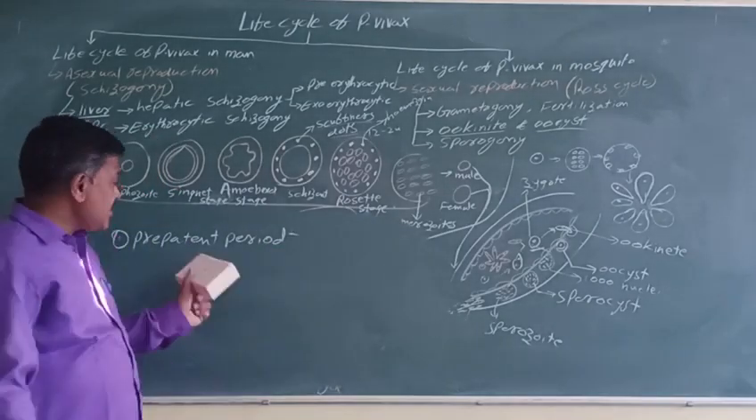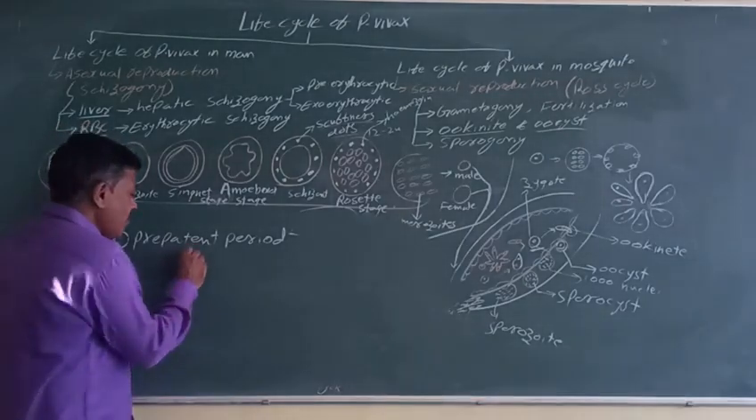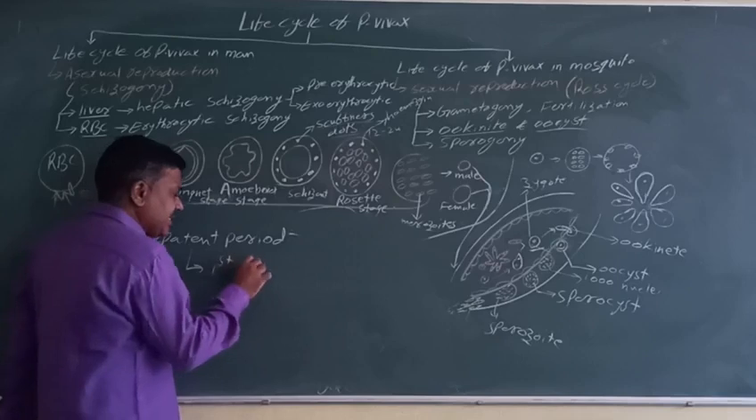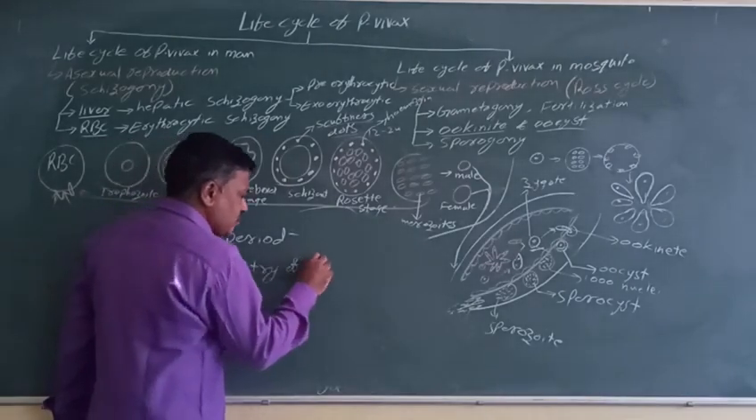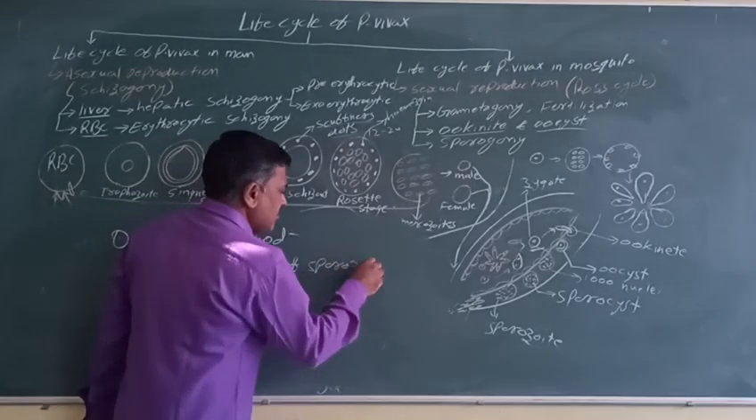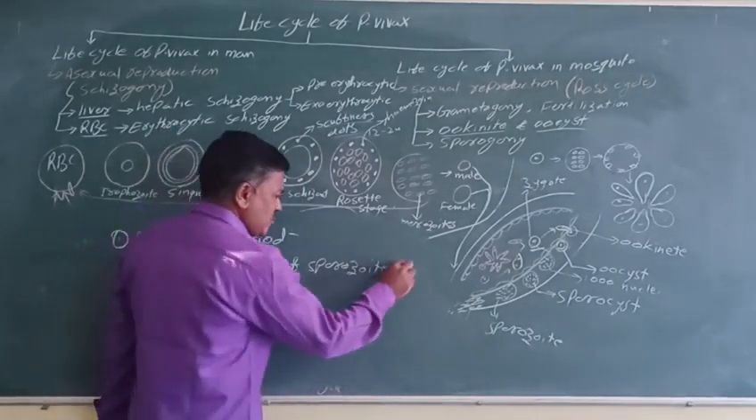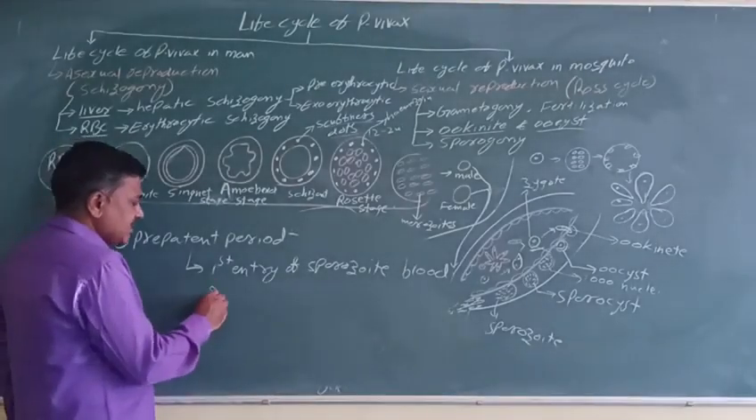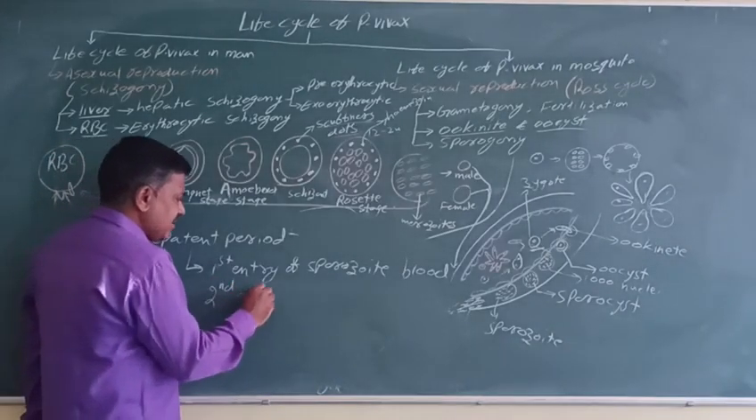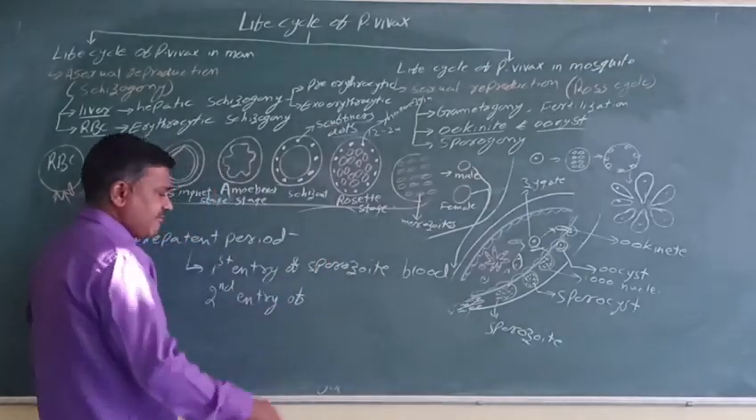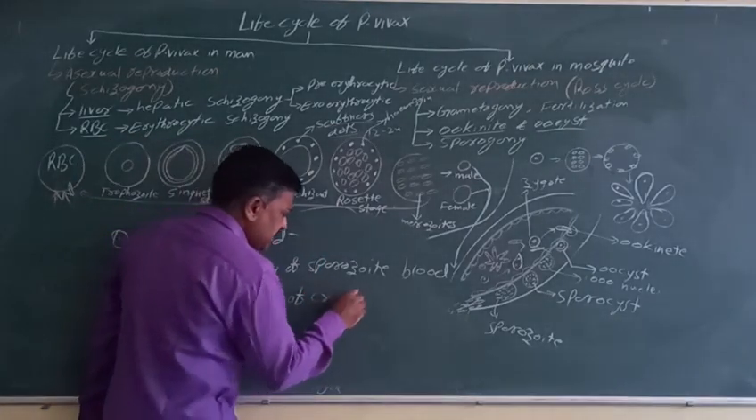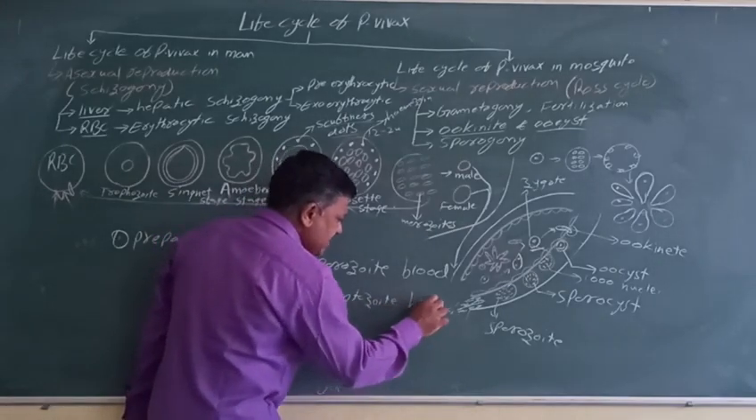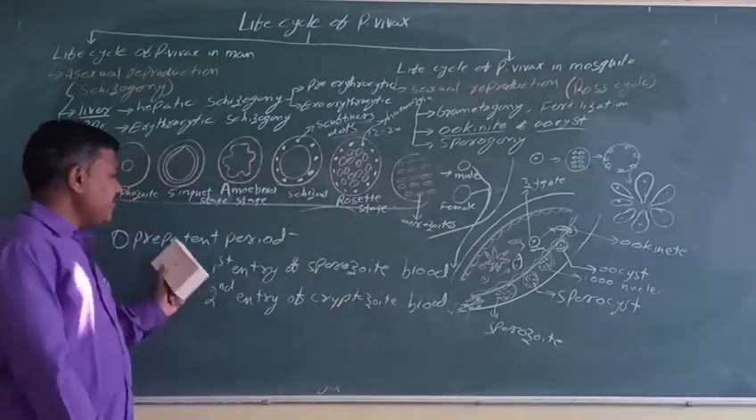Pre-patent period. What is this pre-patent period? First, the entry of sporozoites in blood. Second, the entry of cryptozoites in blood. It is called the pre-patent period.